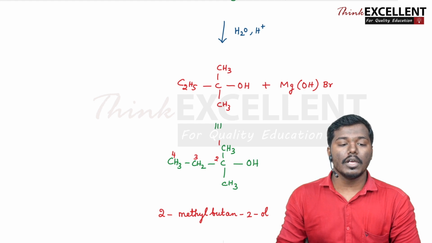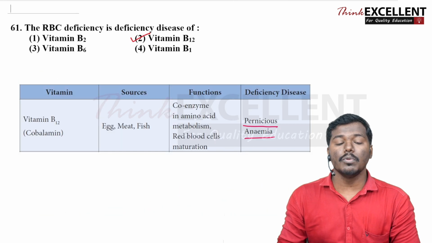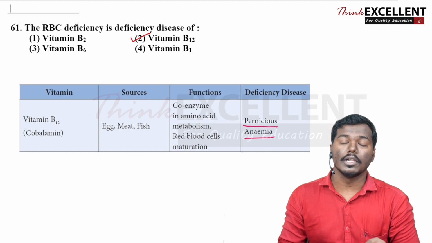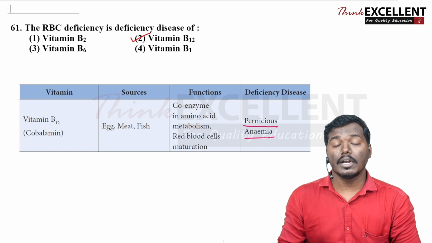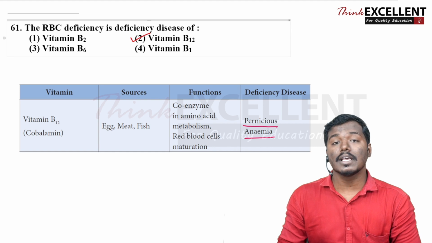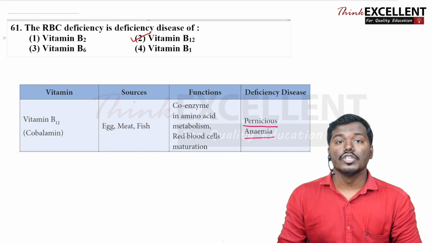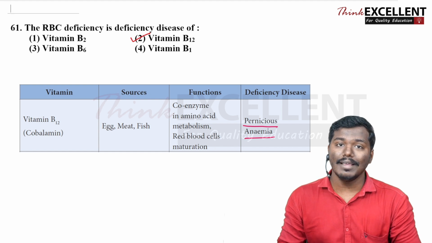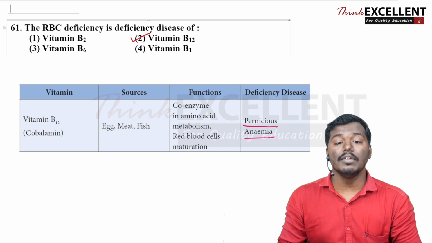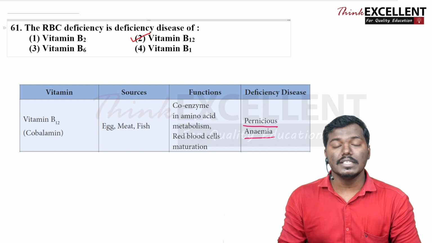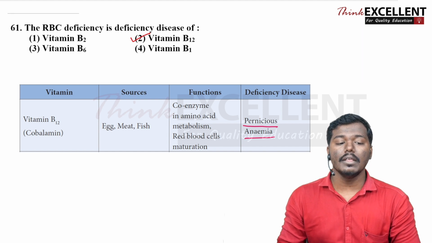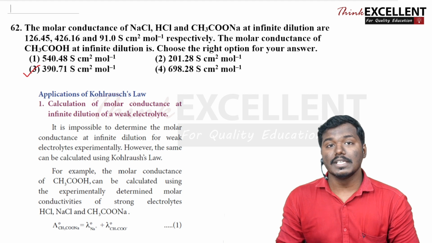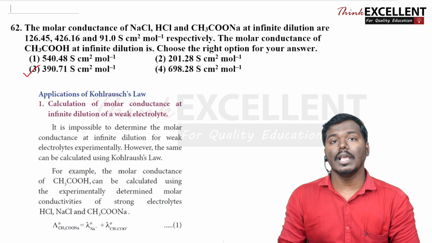Okay. So next we are going to see question number 61, which is asked in biomolecules. So in biomolecules we have studied about the vitamins. So here they have asked, RBC deficiency is the deficiency disease of. We have seen vitamin B12 there. The deficiency disease they have given is anemia, which is nothing but the RBC deficiency. So the RBC deficiency is the deficiency disease of vitamin B12. Okay. So next we can see that question number 62 is asked based on electrochemistry.